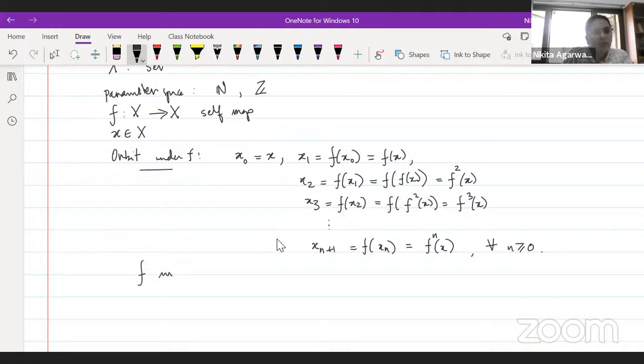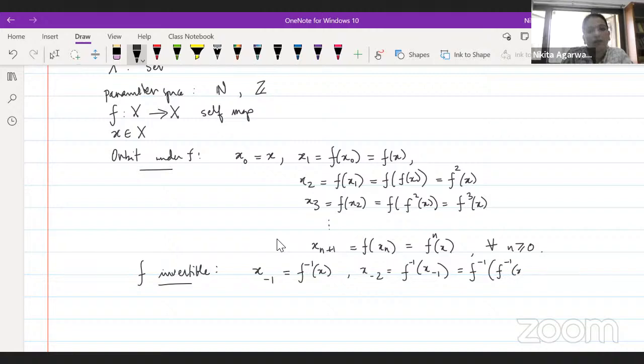And if F turns out to be invertible, by invertible I mean if it is 1-1 and onto, then you can also talk about the backward image, right? So then you can look at x negative 1 to be F inverse of x, x negative 2 to be F inverse of x negative 1, which is F inverse of F inverse of x, and so on. I'm not spending too much time on this, but you understand what I'm saying. You can also go backwards in time, right, if F is invertible. But you see, generally in dynamical systems, maps are not invertible. So we only talk about one-sided orbits.